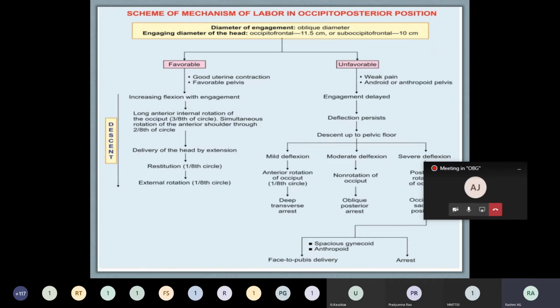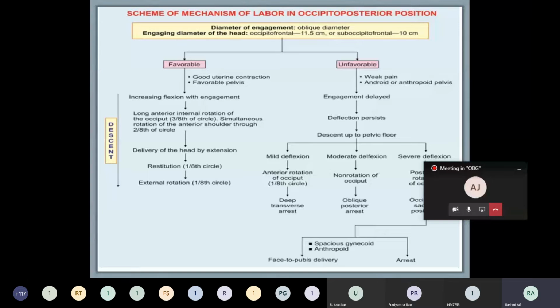But sometimes, if there is mild deflection, there is an anterior rotation of the occiput by only 1/8 of the circle, such that the occiput lies laterally. That is called a right or left occipitotransverse, ROT or LOT, and it gets stuck there for a long period of time, which can result in deep transverse arrest. In certain cases there is moderate deflection, and there is complete non-rotation of the occiput; wherever the occiput is, it stays there. This is called an oblique posterior arrest.